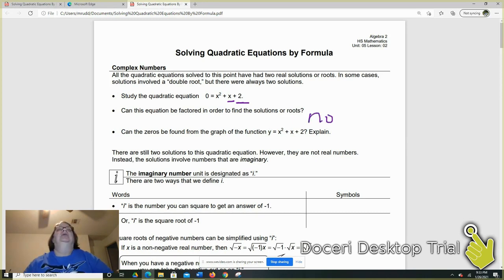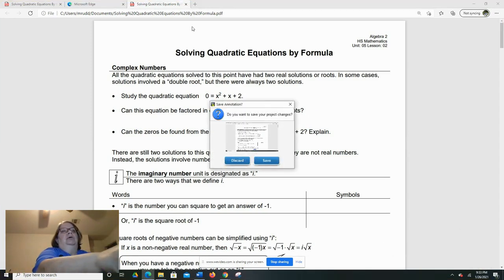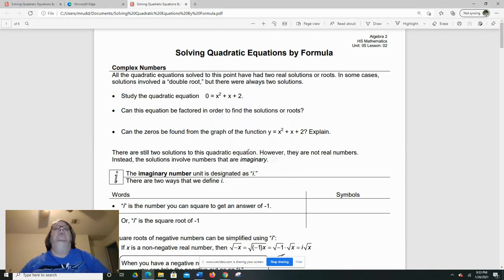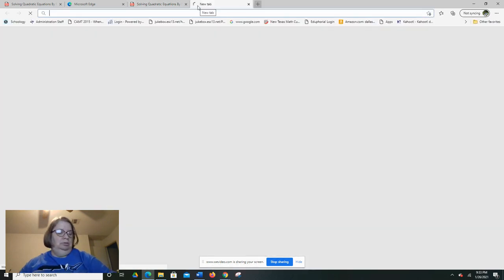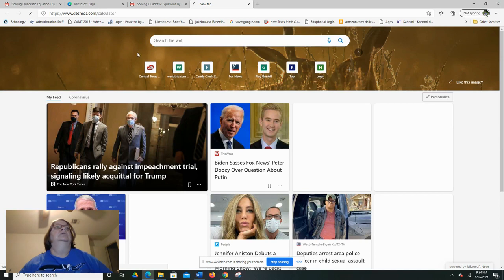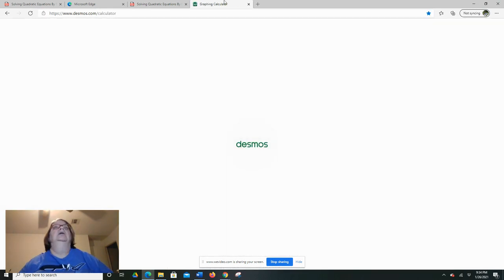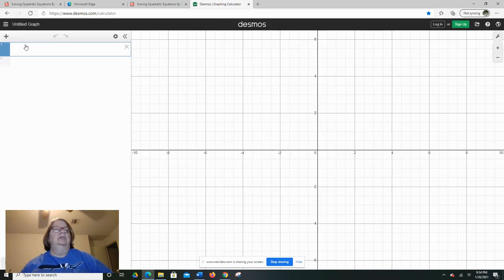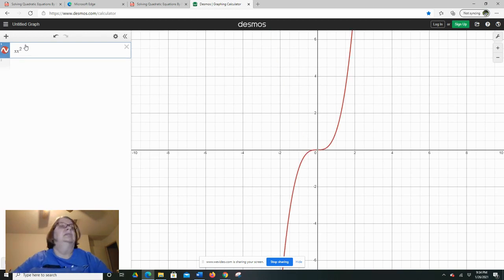Can the zeros be found from the graph? So if we look at the graph, go to Desmos, and type that in. What was it? It was x squared plus x plus 2.